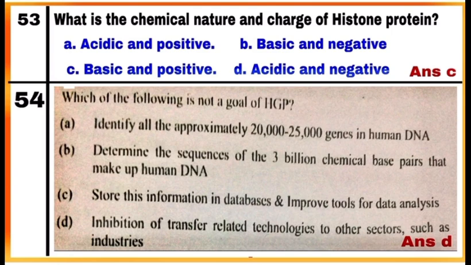Question 54. Which of the following is not a goal of HGP? Out of the 4 given options, option D is not a goal of the Human Genome Project, that is, inhibition of transfer of related technologies to other sectors such as industries. This is wrong. Rather, its goal is to transfer related technologies to other sectors such as industries. So here mark D as the correct answer.